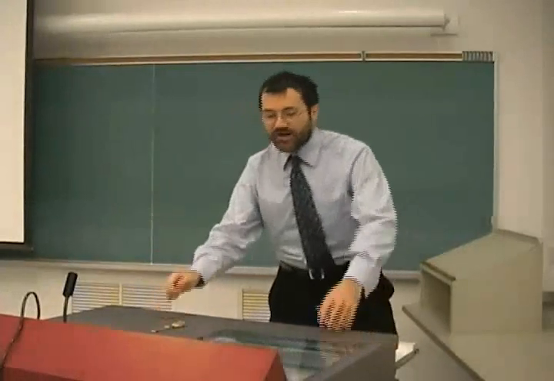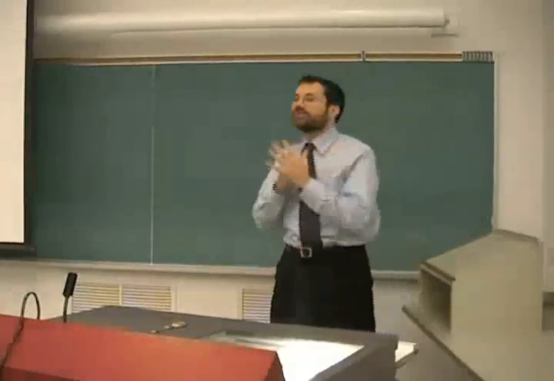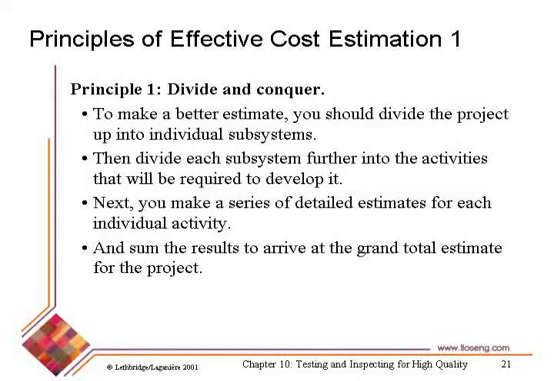So how do we go about doing cost estimation? Well, there are a number of principles we can follow. The first one is the same first principle we applied for design: divide and conquer. We're going to divide up the system and separately estimate the cost of each one. How much time will this subsystem take? How much time will this one take? How much time will that one take? And then we're going to add them all up later on.